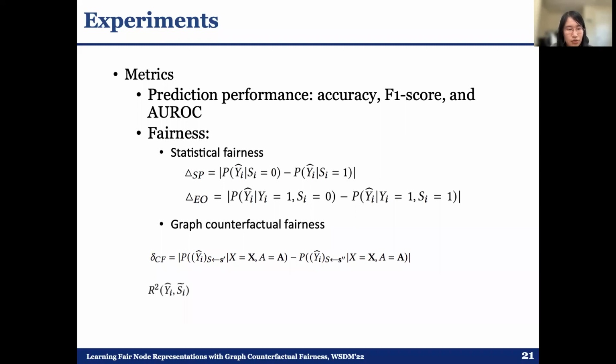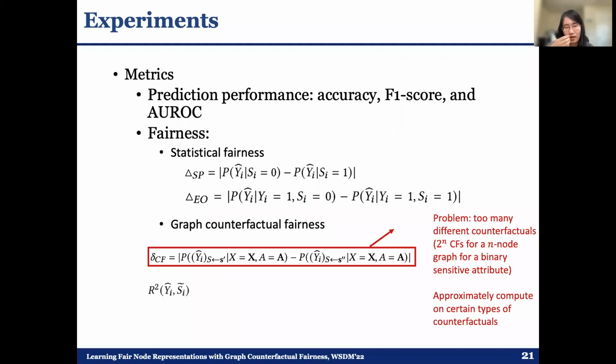And then we try to use some graph counterfactual fairness metrics, but as this is the first work in this area, we propose some metrics with respect to this specific problem. Here, the way we define the graph counterfactual fairness metric is to measure the difference of the distribution of the prediction after we make random intervention on the sensitive attribute value of any nodes on the graph.